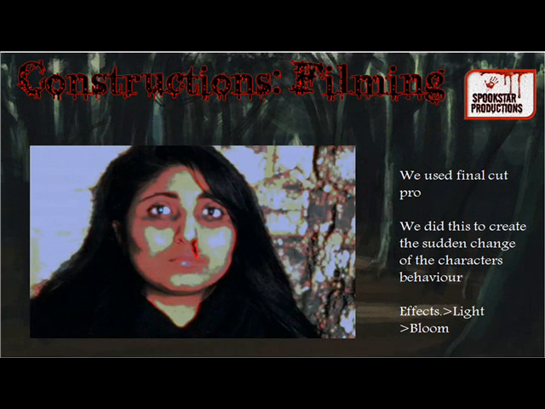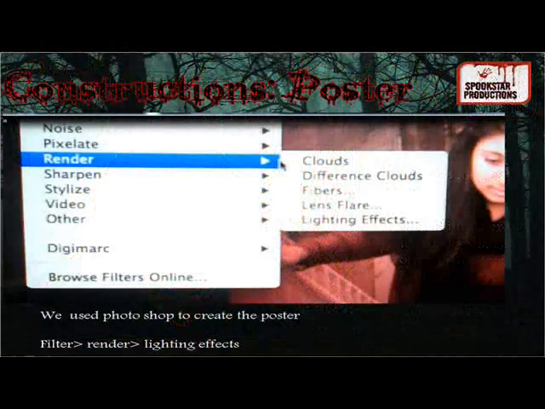In addition to this, one of the other media technologies we used in the construction or filming stage is during the possession scene. We wanted to create a spooky effect which clearly shows a sudden change of the character being possessed. Thus, to add this effect, we edited using Final Cut Pro, and we first clicked on effects, then on light, then on bloom. This lighting flashes on the character's face and adds to the sudden change.